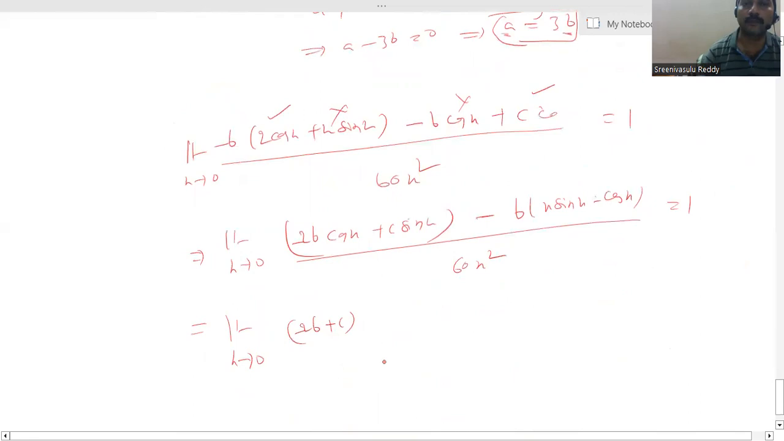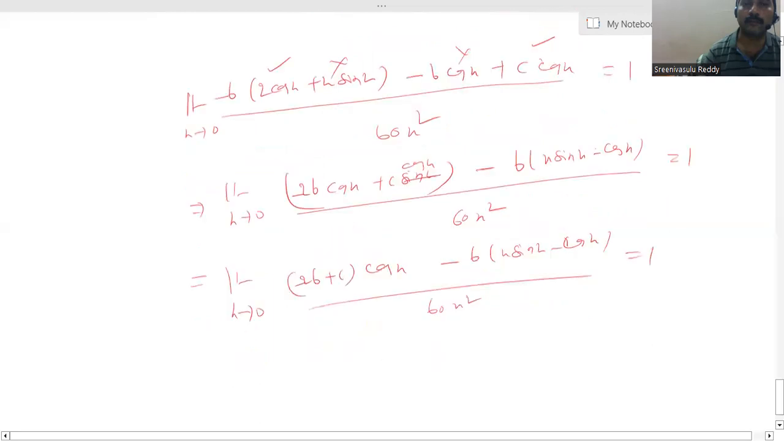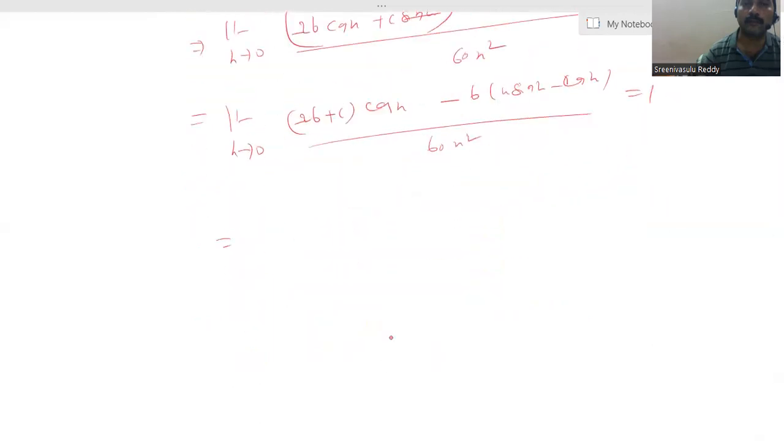Here we have cos x. Cos x is a common factor, minus b times of x sin x minus cos x by 60x square equal to 1. Now substitute the c value. C value equal to 3b. Limit x tends to 0. Minus 2b plus 3b into cos x minus b times of x sin x minus cos x by 60x square equal to 0.